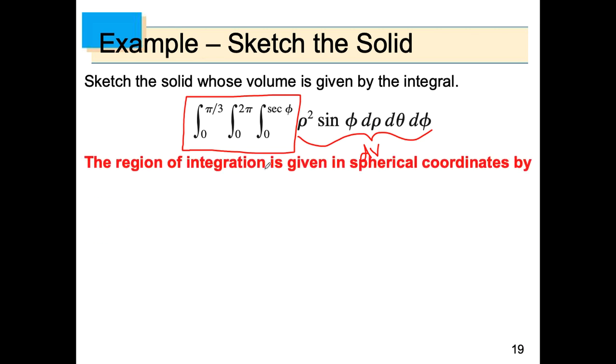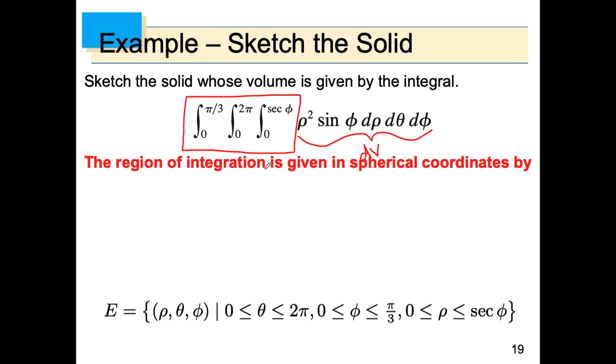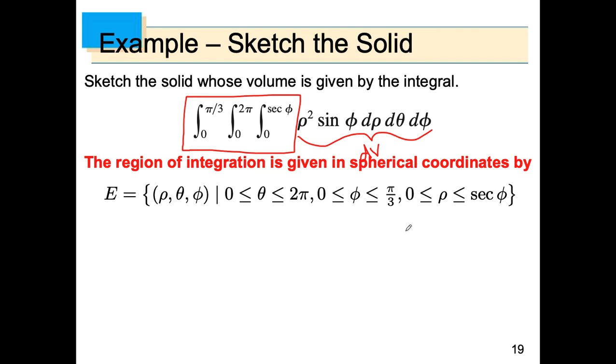So again, notice that our region of integration is given in spherical coordinates by the following. Theta is between 0 and 2 pi. Phi is between 0 and pi over 3. My angles, theta and phi, are both bound by constant numbers. But rho, just like I mentioned before, is sometimes not bound by constants. In fact, the lower limit is 0, but my upper limit here is secant of phi. So that's definitely not a constant.